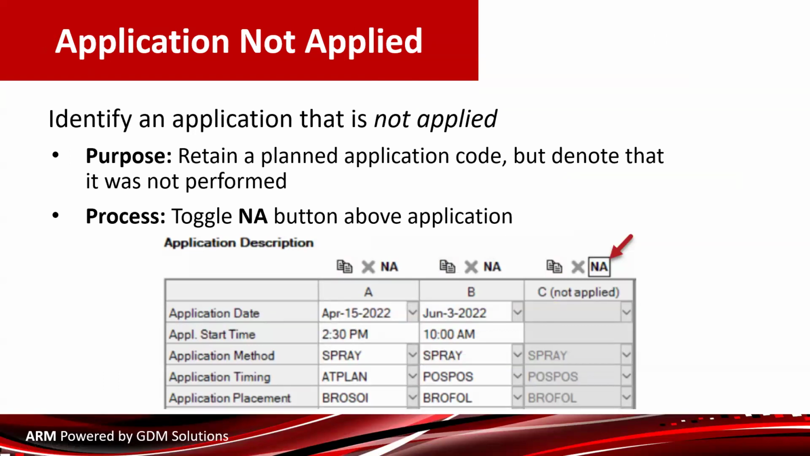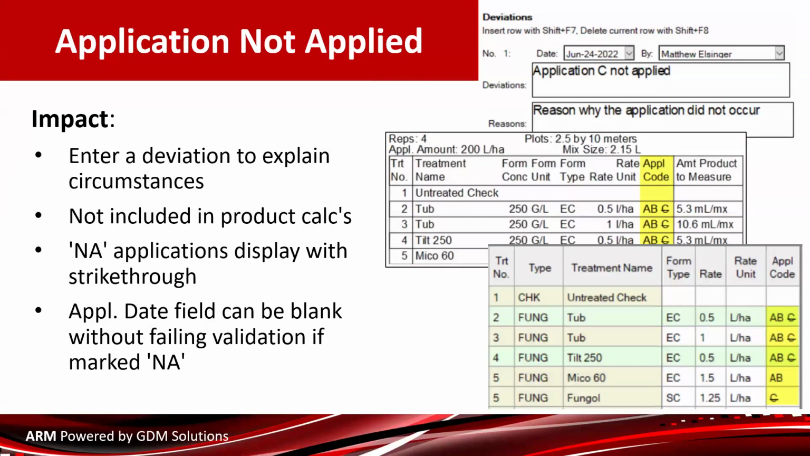On the flip side, if you can't perform the application, there is a designation. You can mark this not applied. And so that will kind of gray it out. Even though it was planned, I want to keep that documentation of this was the plan. Something happened and it just couldn't take place. And so that's a way to designate that. When you turn that on, a deviation automatically is generated. So then you can fill in the reason of why that happened. And then it kind of carries on throughout the rest of the trial. On a spray sheet, it'll cross out the application code. All of the calculations will adjust for taking that into account.